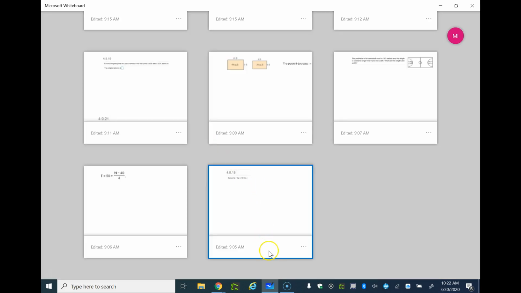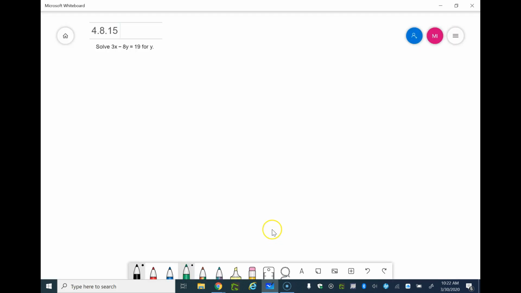So let's go to our next example. This one is from section 8. And the tricky part about this one is just the way it's written. It says solve 3x minus 8y equals 19 for y. So in this case here, we're actually solving for y.